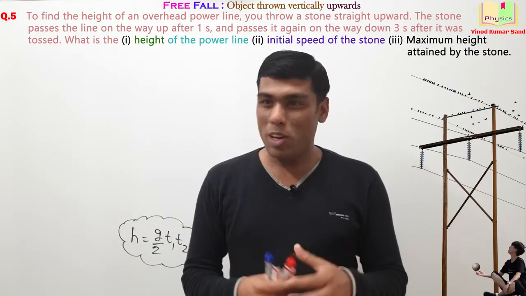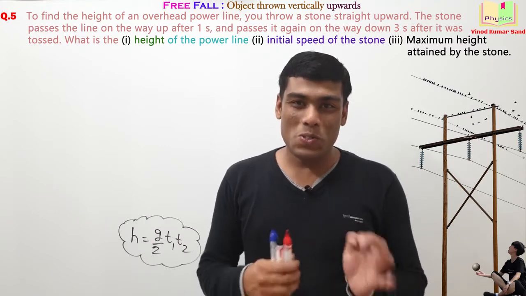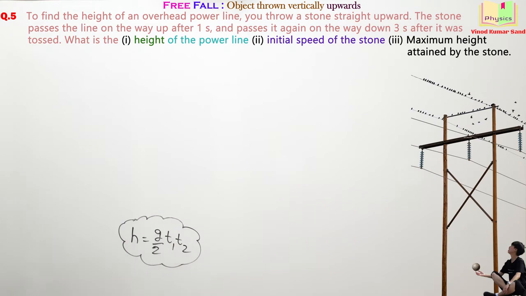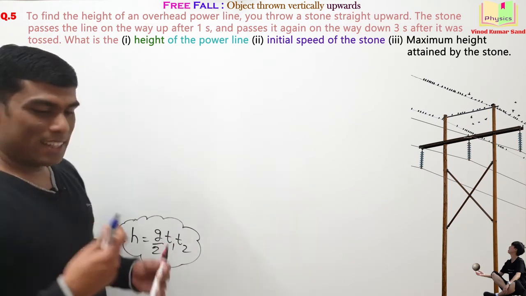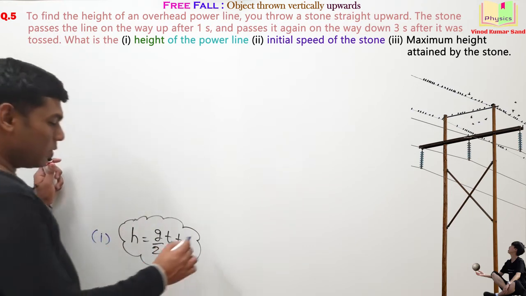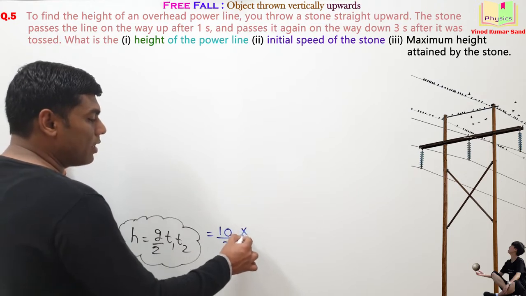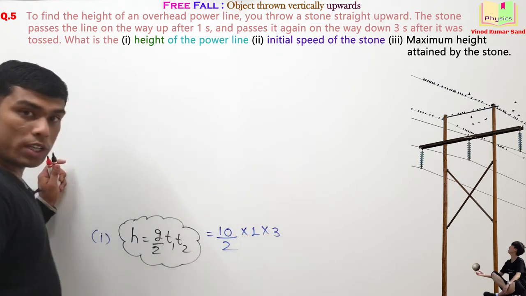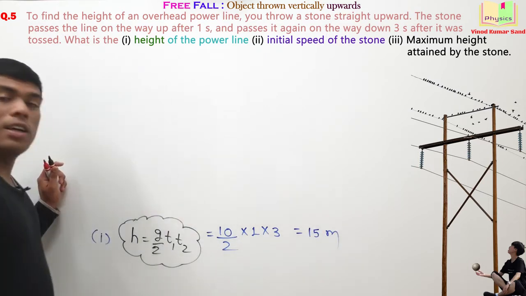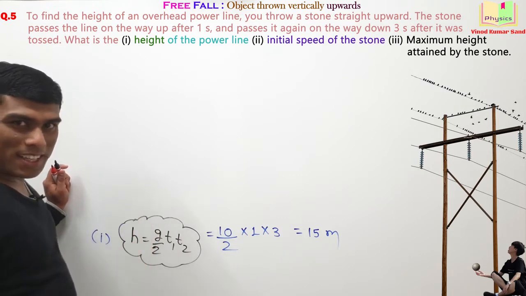It's a simple formula based question. The formula we have already derived, so I request you to give it a try. Then I'll be simplifying all the parts. Okay, the first part is the simplest one. As we already know the formula, for computation purpose, I am putting g as 10, t1 is 1, t2 is 3. So this comes out to be 15 meter. So the power line is at a height of 15 meter from the ground.